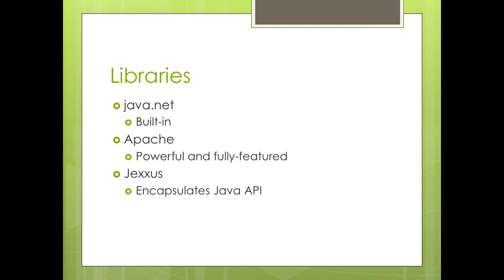Java comes with a built-in library for networking, java.net. But it's not the only one. Apache's Java networking package is very popular since it's extremely powerful and useful for professional level work. Jexis is a Google project that encapsulates the Java networking API. This makes it easier and far more convenient by cutting down on the low-level code.